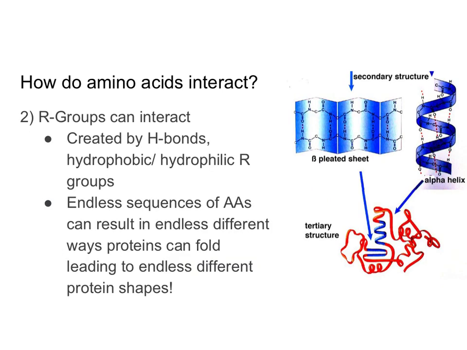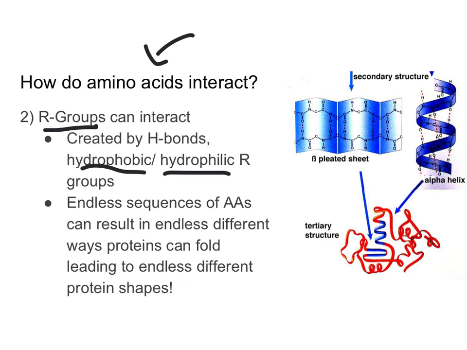Another way amino acids interact to cause a polypeptide to fold into a protein is that the R groups can interact. Remember before we said that we can have negatively charged R groups, positively charged R groups, hydrophilic R groups, hydrophobic R groups. So you can imagine, all the hydrophilic R groups, those amino acids are going to want to be on the outside of the folded protein near the water, right? All the hydrophobic R groups are going to want to be in the middle of the protein, away from any water that's in the solution.